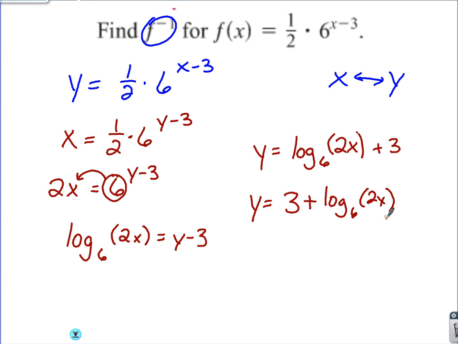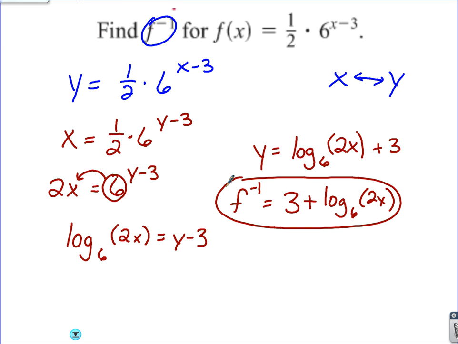I do want you to know this, though. Even if the 3's first, it could be written at the end. That would be a vertical translation, that plus 3. Whether it be at the first or at the last, it's vertical. Okay. So now that you have y by itself, you can erase it, and we just found f inverse of x.